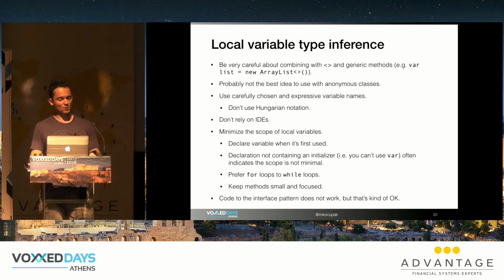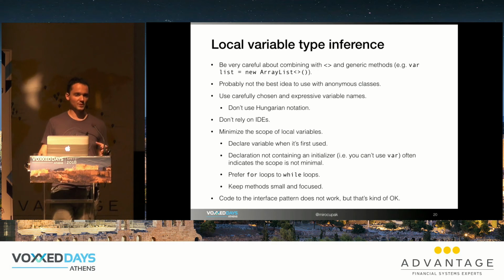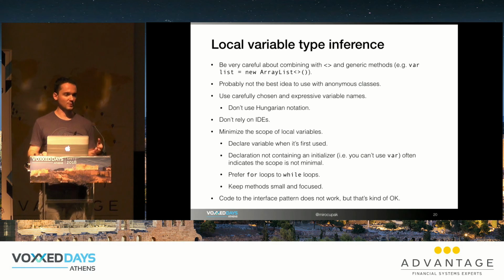And try to minimize the scope of local variables. A good rule is basically when you declare the variable and you don't know how to initialize it, odds are you're declaring it too quickly, too early. And if you don't have an initializer, it doesn't work with var. So in fact, the fact that you cannot use var might suggest that you're not minimizing the scope correctly. Use it in for loops. In fact, prefer for to while. You have smaller scope. And keep your method small and focused.